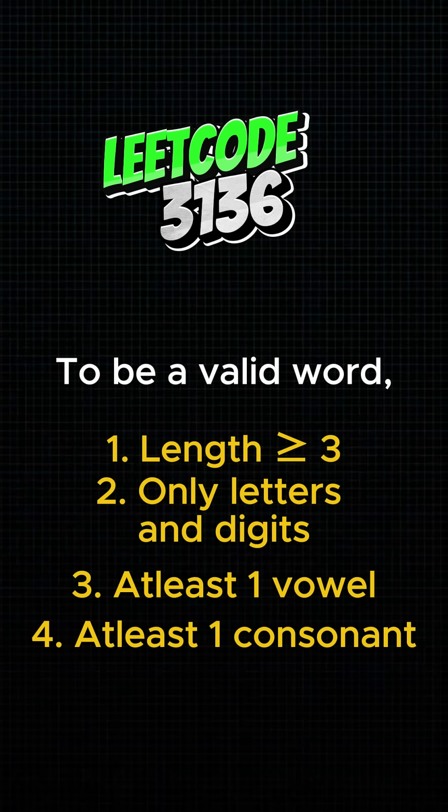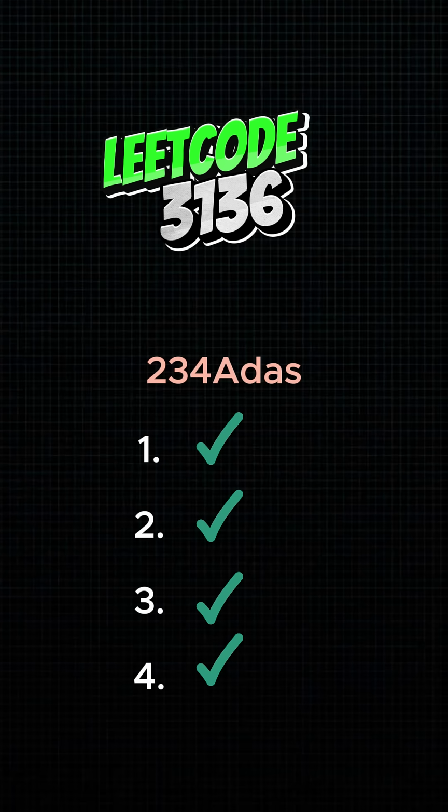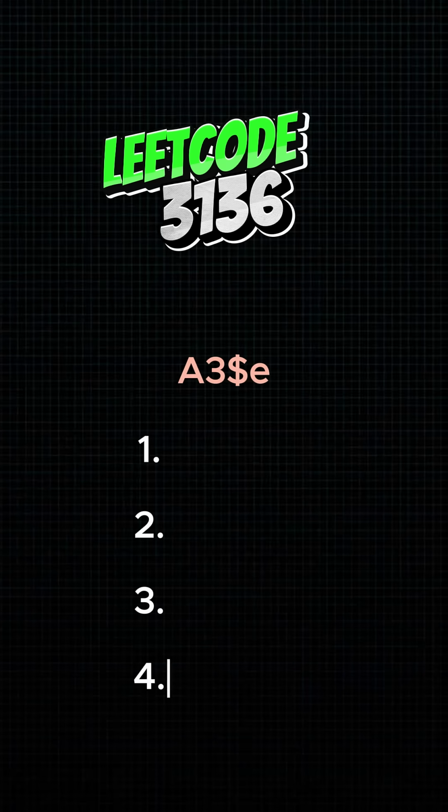For example, the word 234 ADAs works. It's long enough, has only valid characters, includes vowels and consonants. A3EE fails because it contains invalid characters and doesn't include consonants.